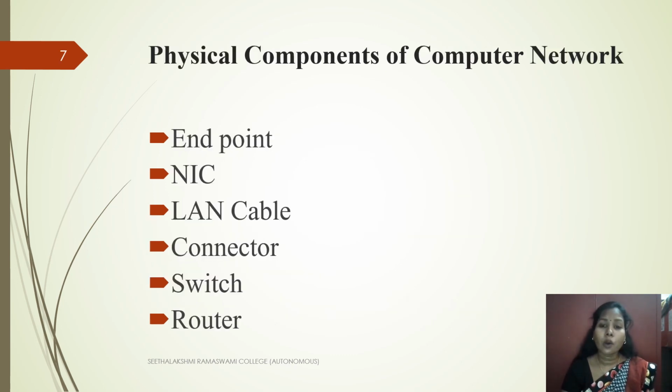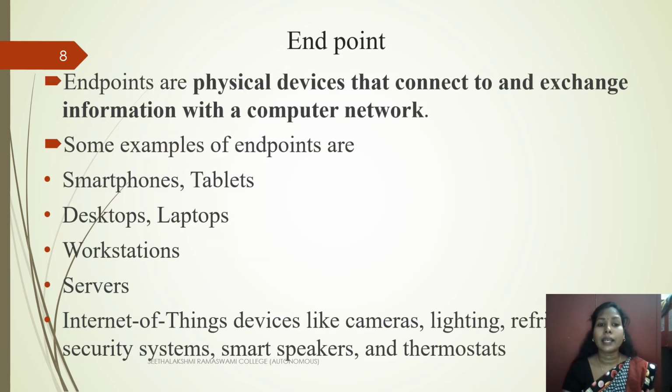And what are the physical components involved in a computer network? The main physical components are endpoint, NIC, LAN cable, connector, switch, and routers. So what are endpoints? Endpoints are physical devices that connect to and exchange information with the computer network. Some examples of endpoints are smartphones, tablets, desktops, laptops, workstations, servers, Internet of Things devices like cameras, lighting, refrigerators, security systems, smart speakers, and thermostats.